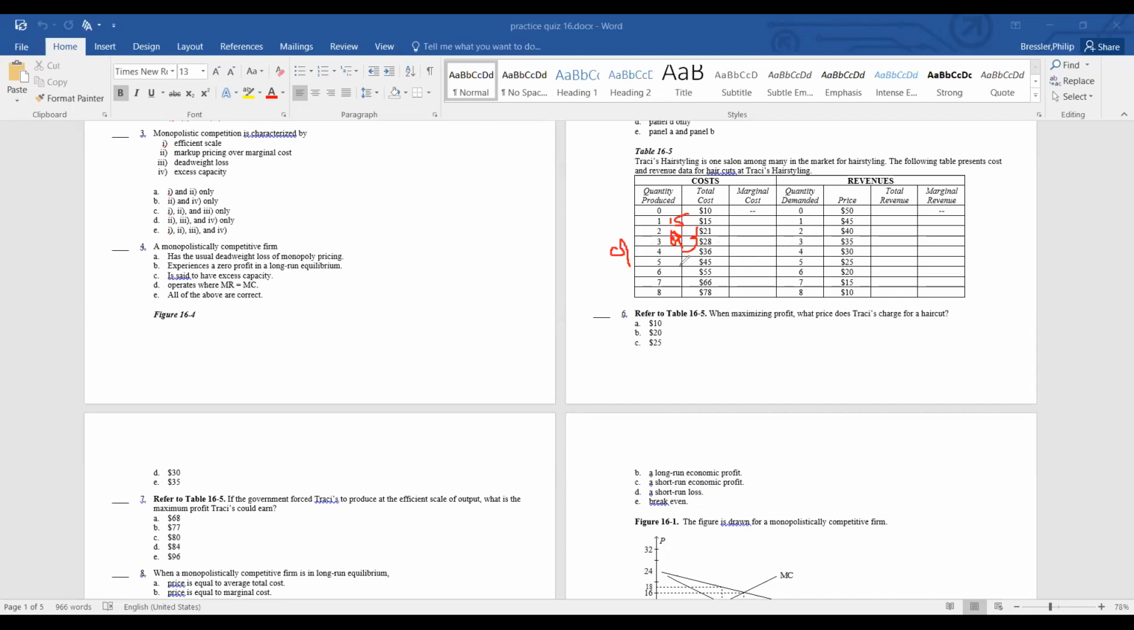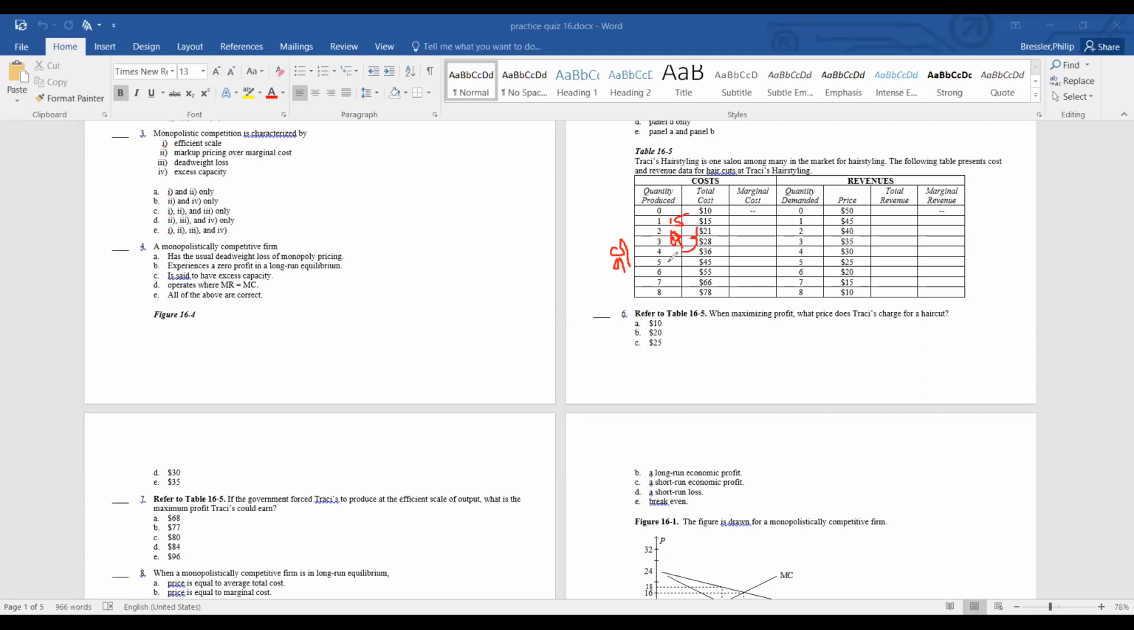The fifth one is 45 divided by 5. That's 9 too, so that's tied for the lowest. The sixth one is 55 divided by 6. That's 9 and a fraction, so that's going up. The seventh one is 9 and a fraction. The eighth one is 9. So 4 and 5 are the lowest ATCs at 9. Everyone understands how I did that. I took the total cost and divided it by the quantity of each one, and I got the lowest, but it's tied at 4 and 5.